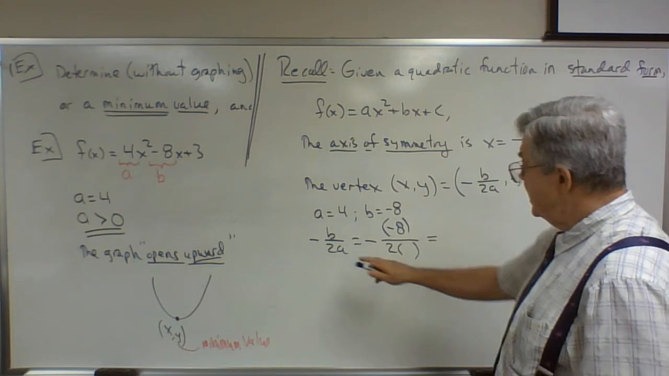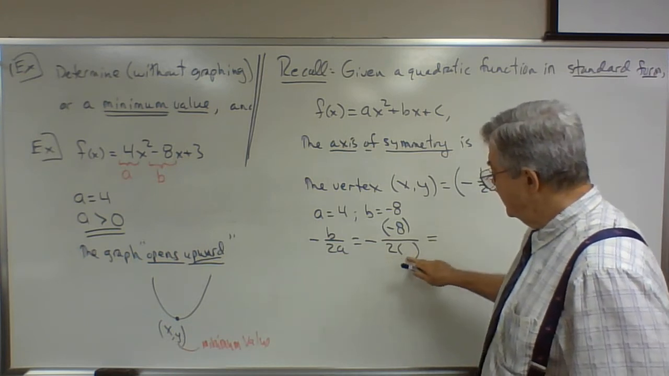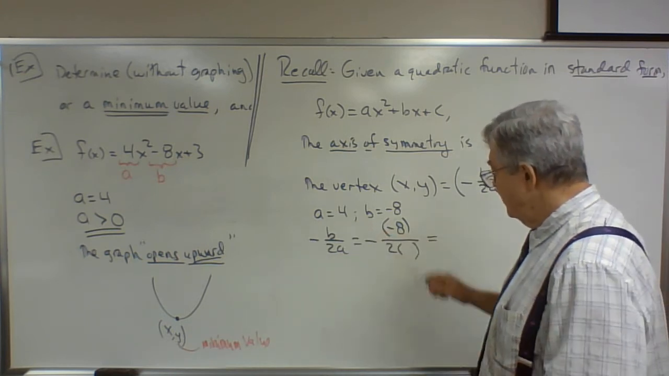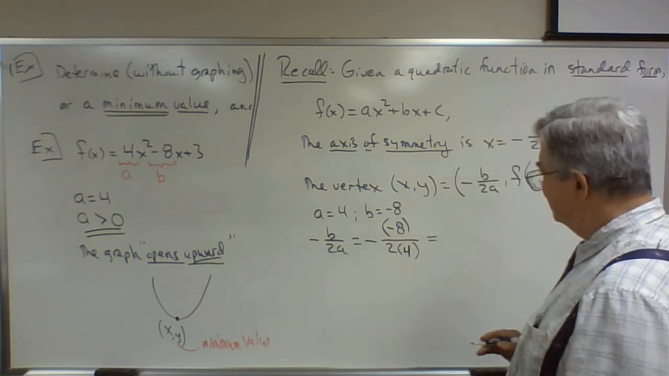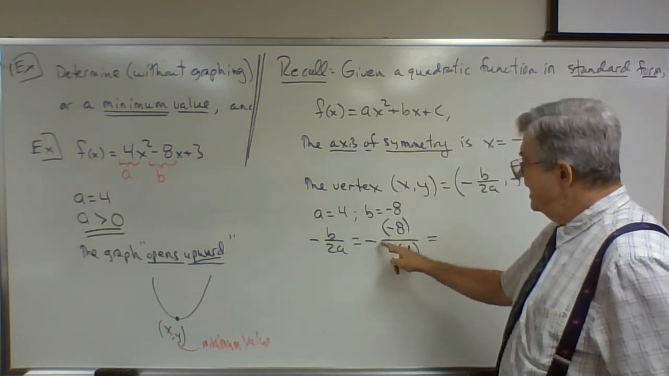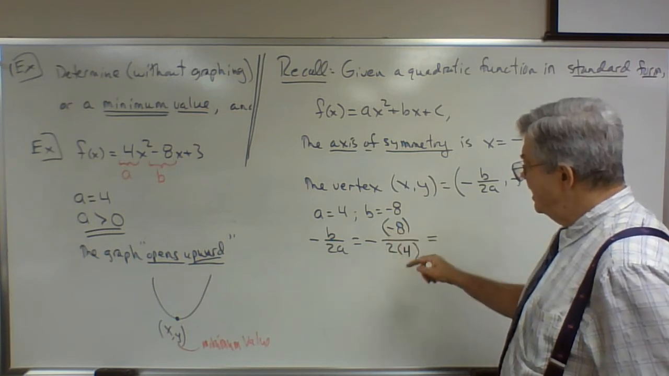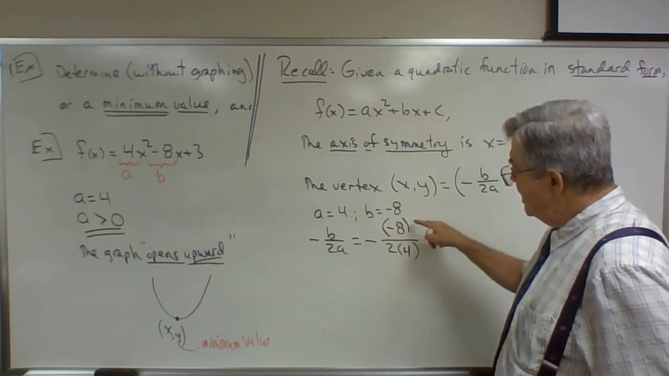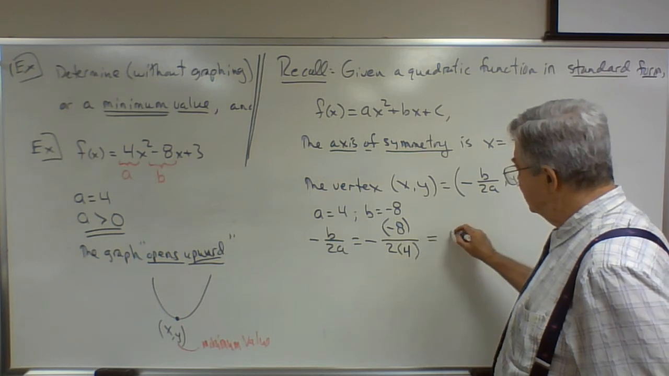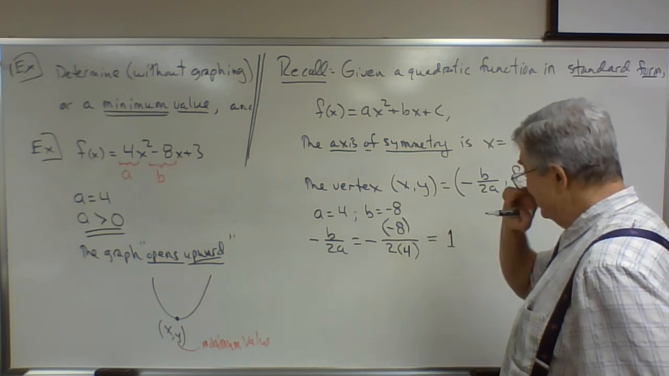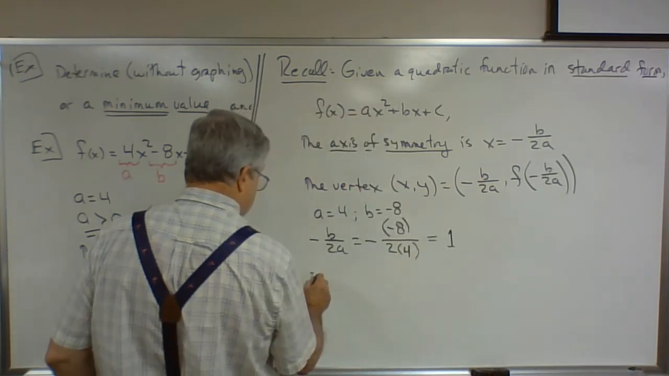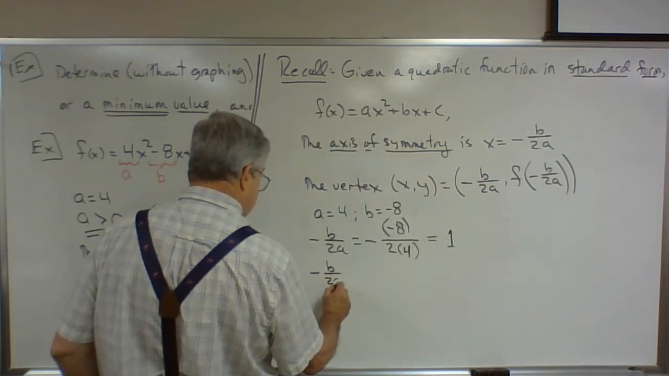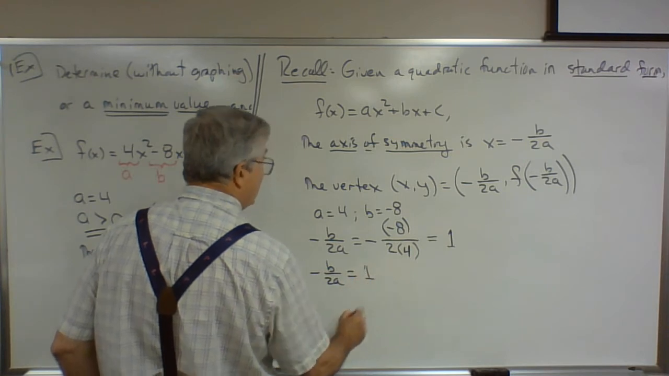On the bottom, we have 2a, and a is 4. I'm sorry, I didn't mean to cause you anxiety. Negative times negative is positive, so we have positive 8 divided by positive 8, which is 1. So negative b over 2a is equal to 1.